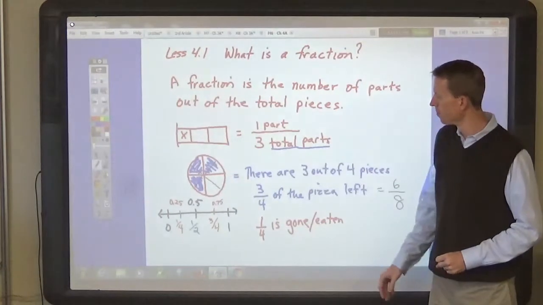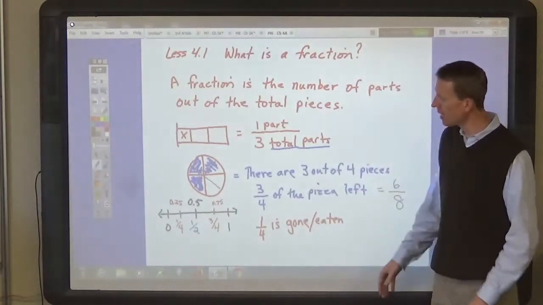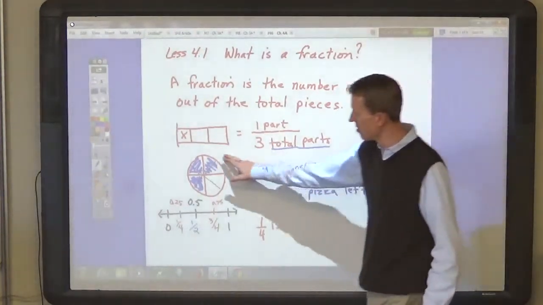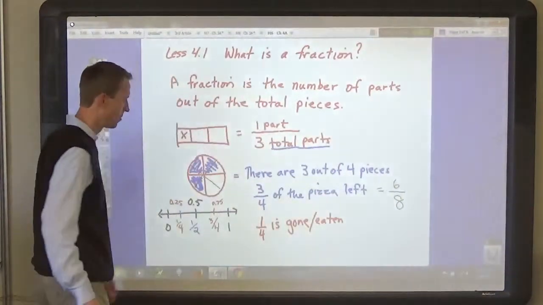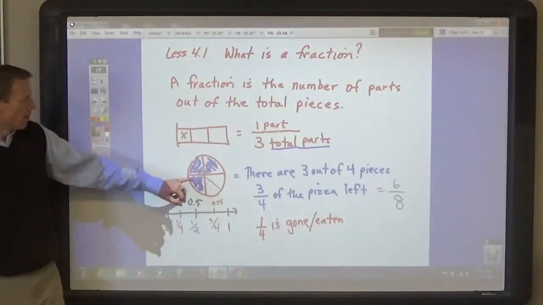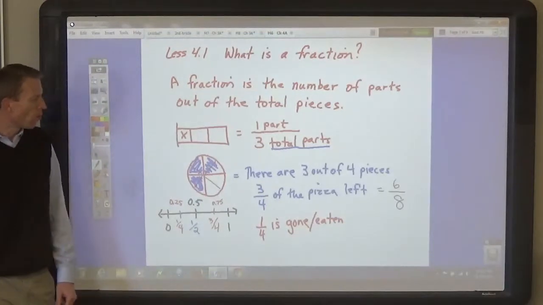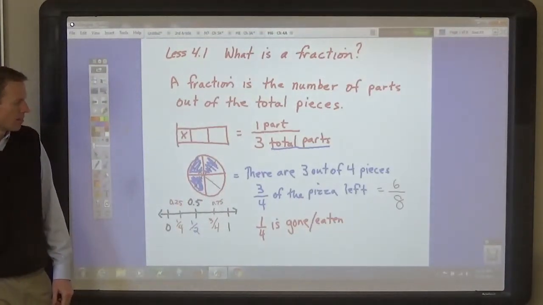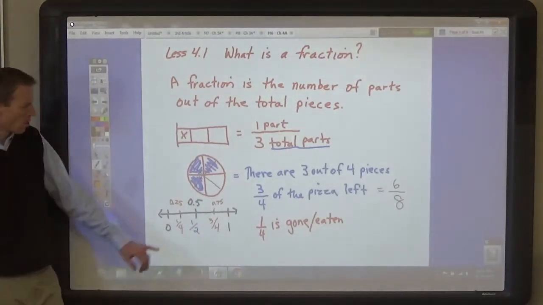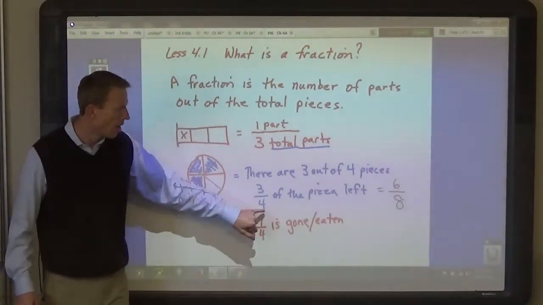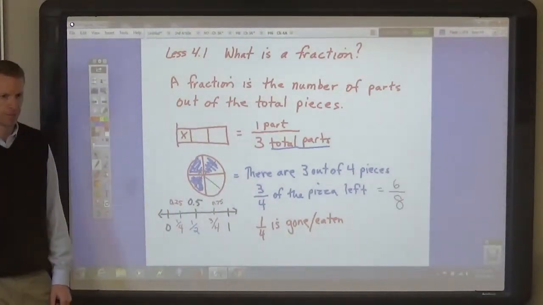Okay? Now, let's say that we're talking about this little pizza drawing. Okay? There are 3 out of 4 pieces left. So 3/4 of the pizza is left.